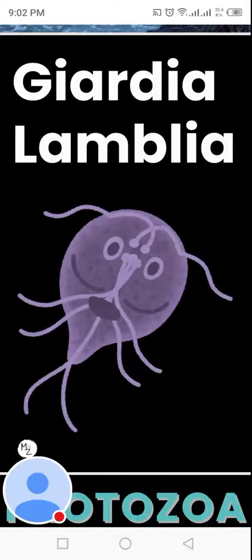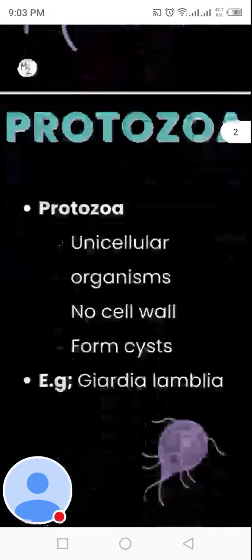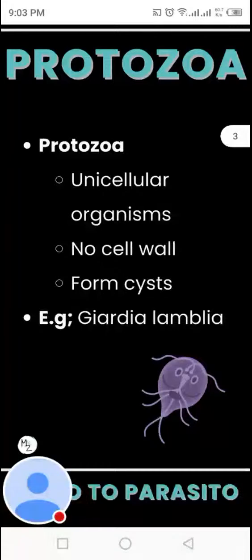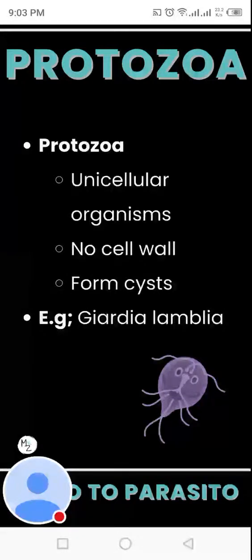What about you? Okay, moving forward, we need to talk about Giardia lamblia in a bit more detail. But prior to that, we should know what is actually a protozoan that we are talking about today. A protozoan is a unicellular organism that has no cell wall, and it forms cysts when the conditions are not favorable for its growth. For example, Giardia lamblia. As you can see, it is a one-celled organism, and it has got two nuclei in it. It has got flagella around it, and it has got no cell wall, as we cannot clearly see it.